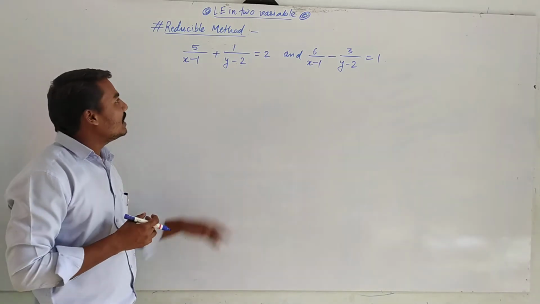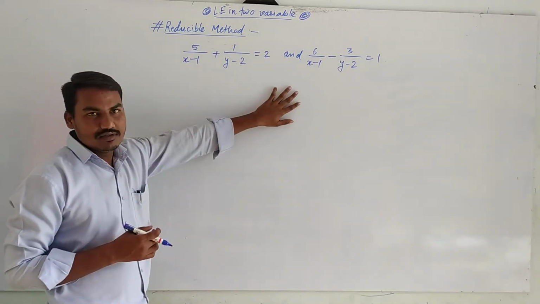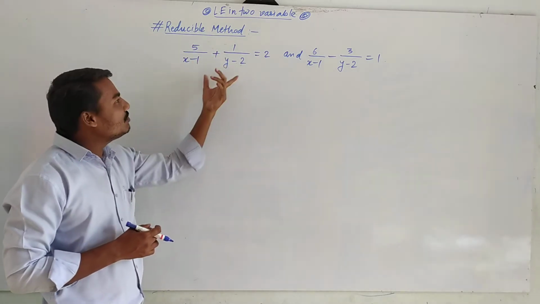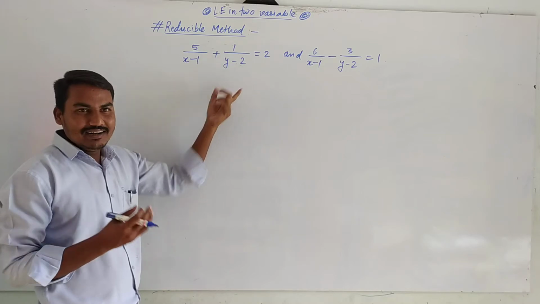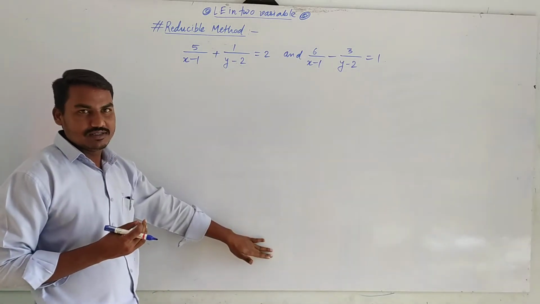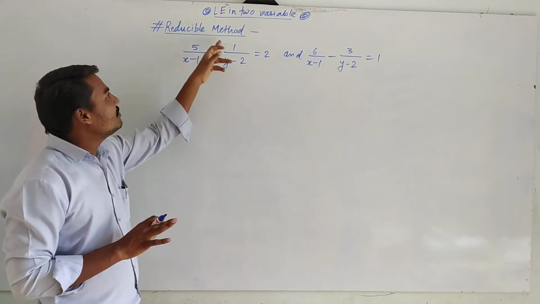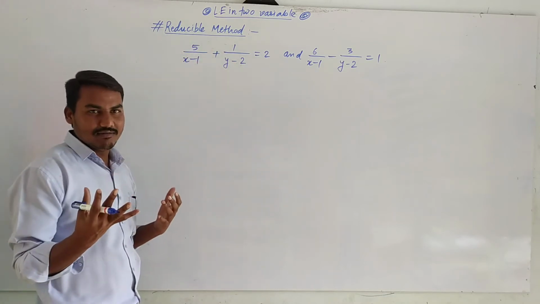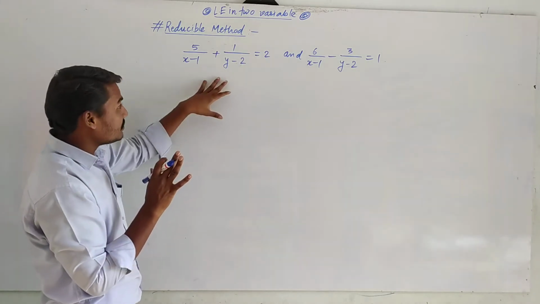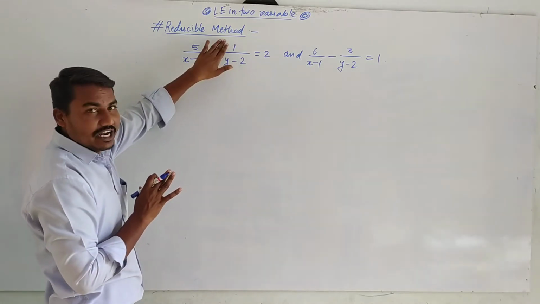So how do we have to solve these two linear pair of equations? By the reducible method. The reducible method means we have to reduce these given equations to a simple form and then solve this linear pair of equations. It is nothing but the reducible method. So how do we reduce these equations? Now see, I want to solve these two equations by the reducible method.